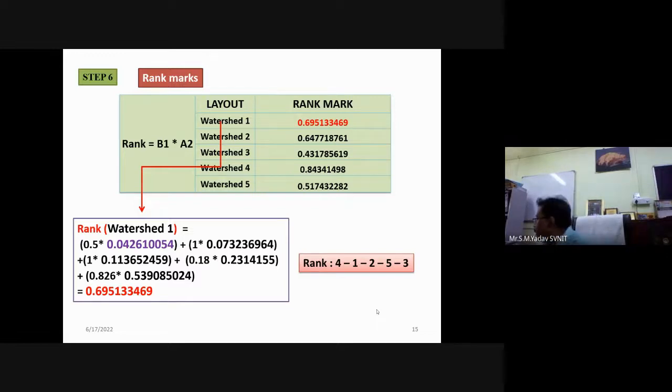Watershed 4 is at high hazard. B1 into A2 you will do, and you will get this answer. Oh, that's great. I got confirmation that some of you are getting the same values as what I have worked out in this example. Shall I go ahead? Because I need 10 more minutes after this also. Please tell me.